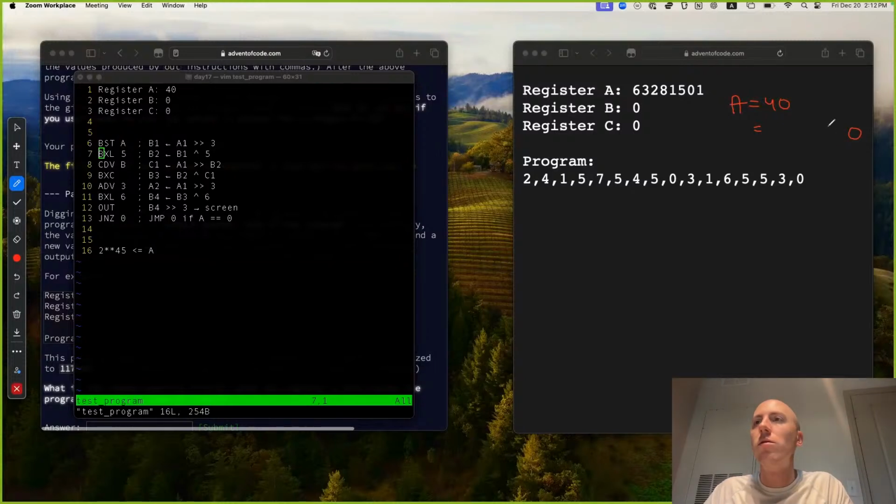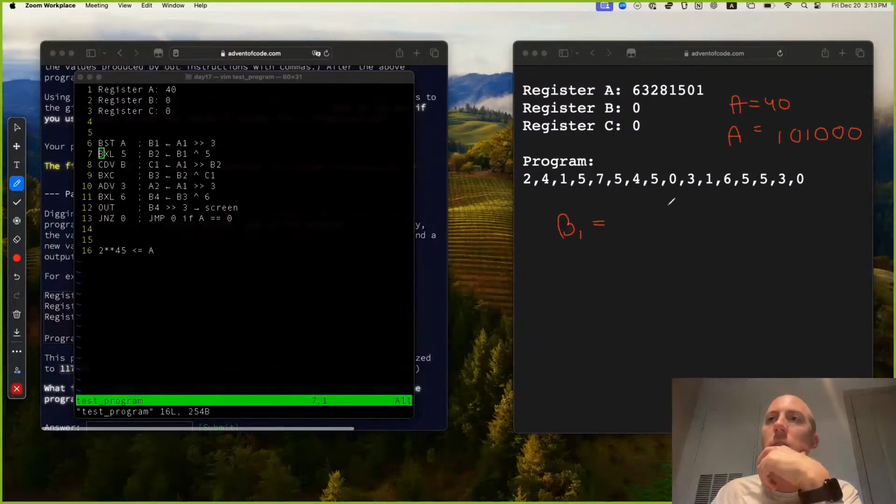Oh no, we don't have a 2. We don't have 1, 2, 4. We got an 8, no 16s, and a 32. So this is A. So we take A and we bit shift it over by 3. So we get B1 is equal to 101. And then now we XOR this with 5.